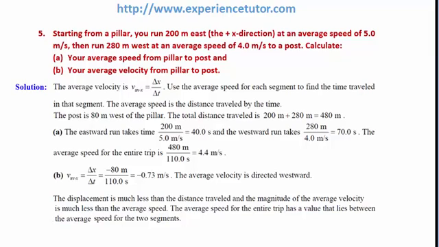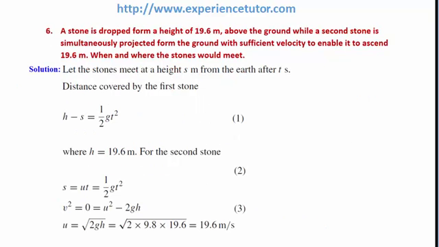A stone is dropped from a height of 19.6 meter above the ground while a second stone is simultaneously projected from the ground with sufficient velocity to enable it to ascend 19.6 meter. When and where will the stones meet?